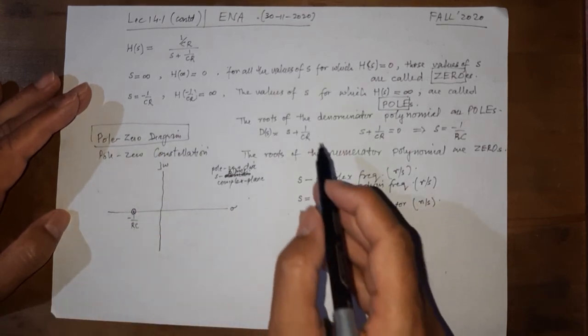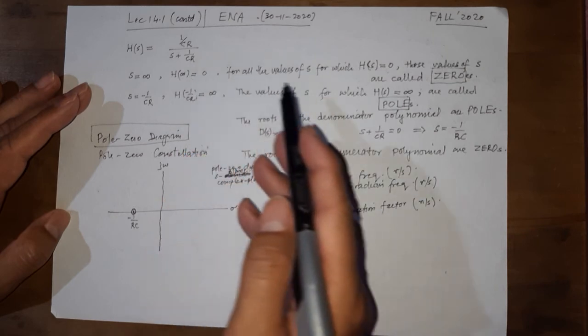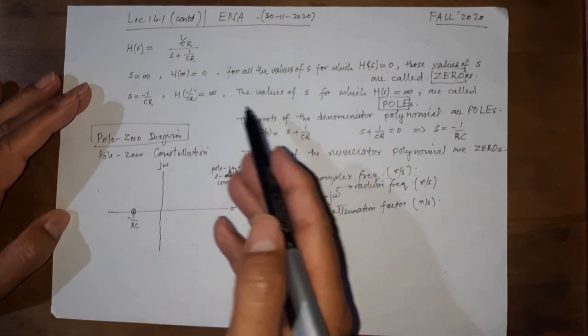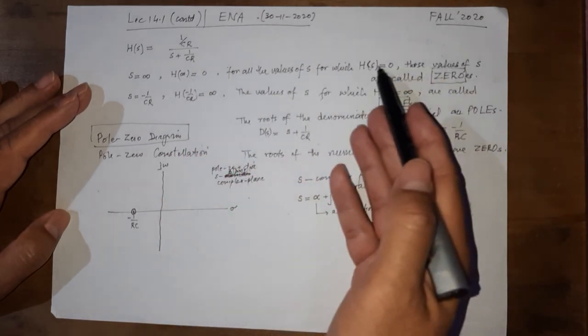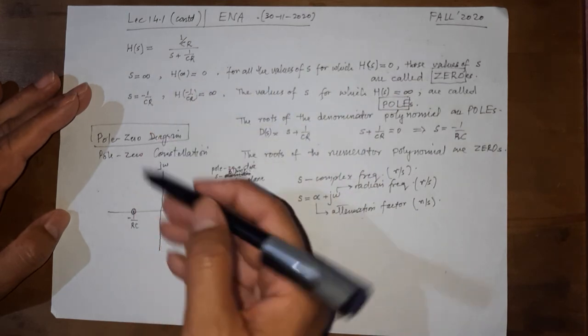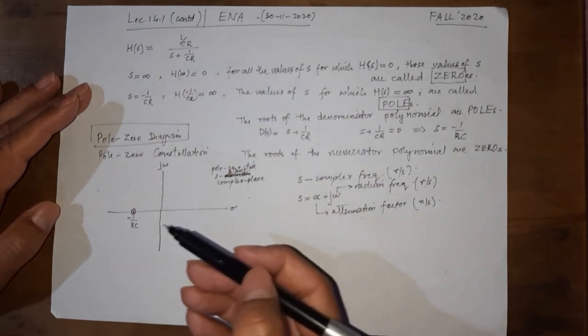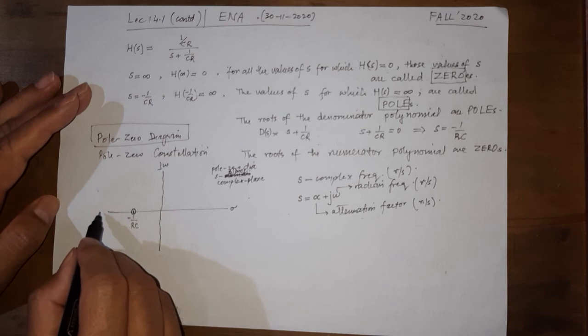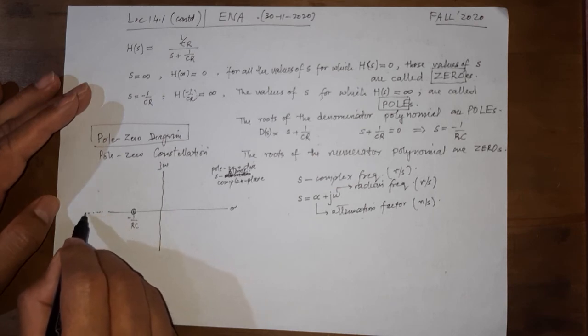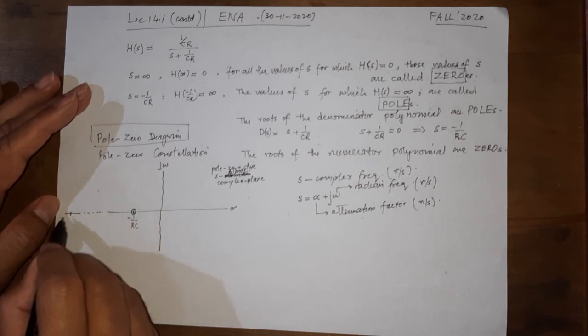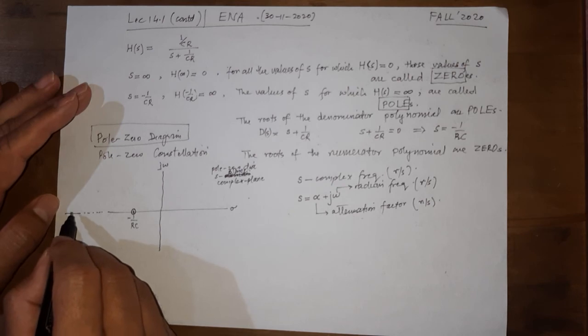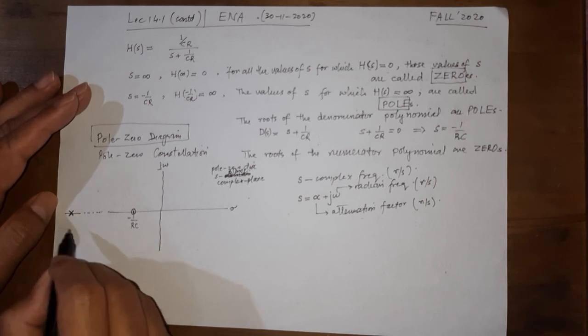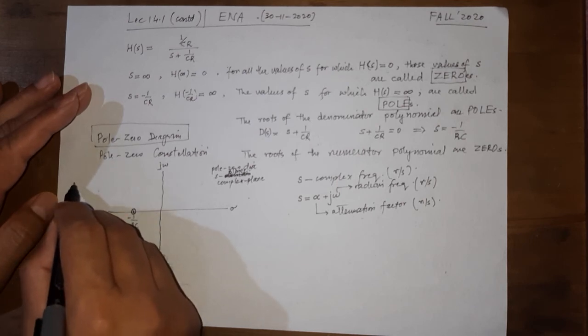What about the pole? In this case, we don't have a finite pole. We have one pole, but that is at s is equal to infinity. We cannot draw that here. But suppose this point is infinity. If we would have to draw the pole here, we would draw that pole with a cross.